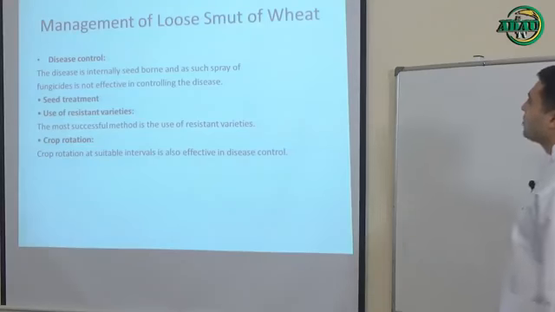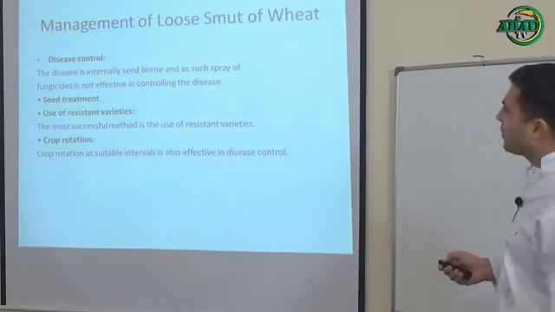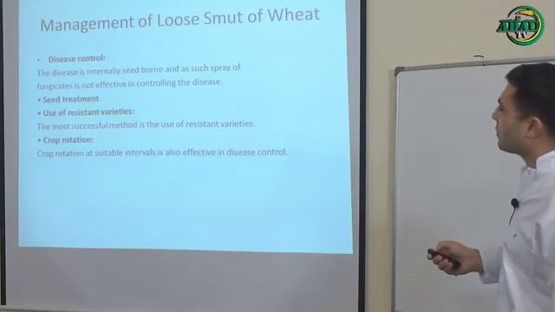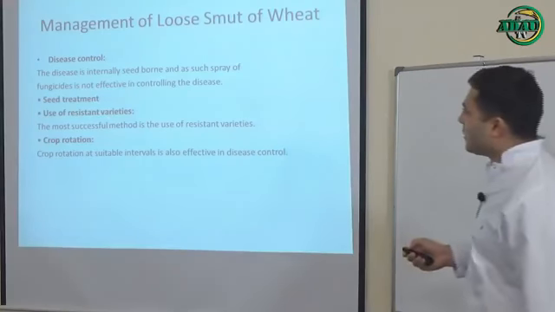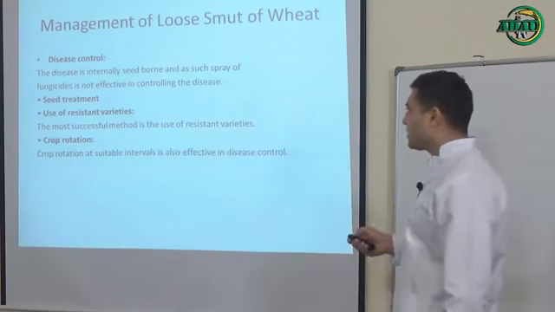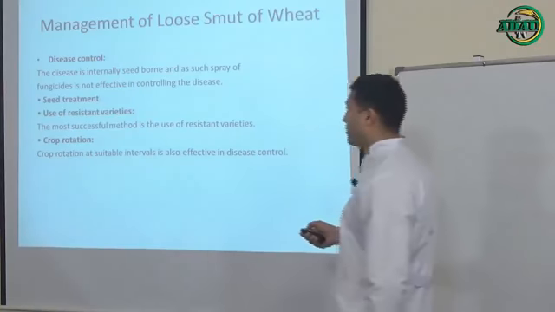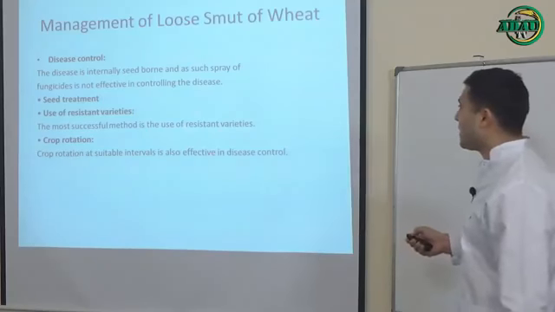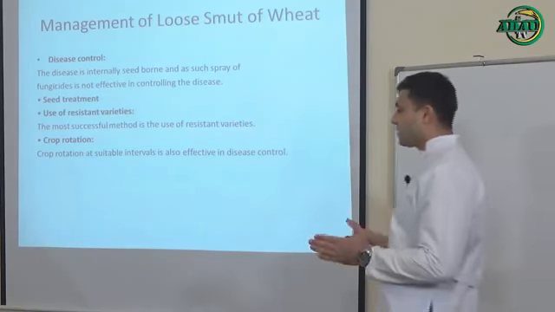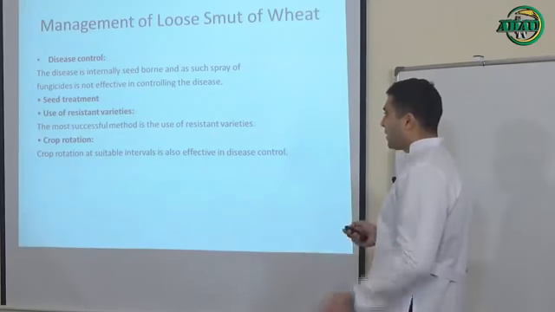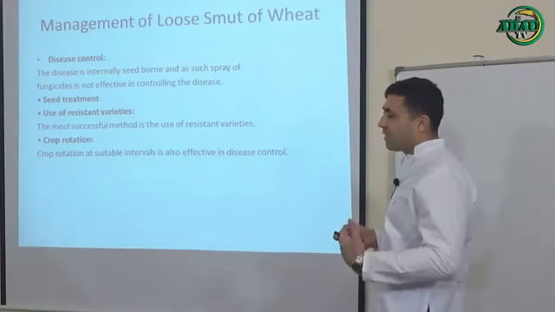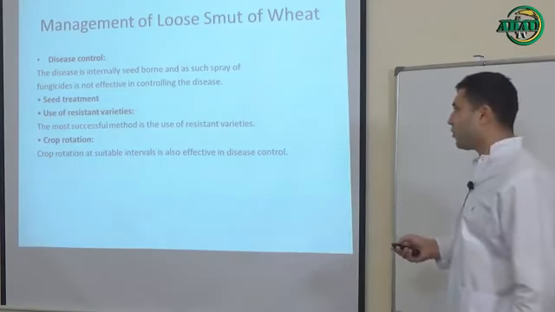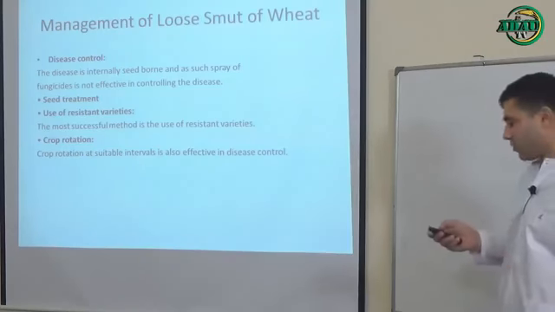So, the management of loose smut of wheat. At first, I would like to begin with disease control and seed treatment. The seed treatment is the first and important case. Use of resistant varieties. The most successful method is the use of resistant varieties, which, if you compare with other varieties, are more resistant and are infected less than other plants. And of course, here is crop rotation. The crop rotation is suitable and also effective disease control.